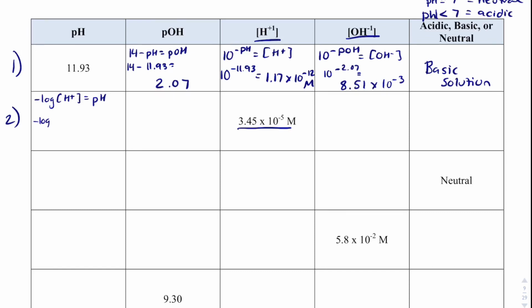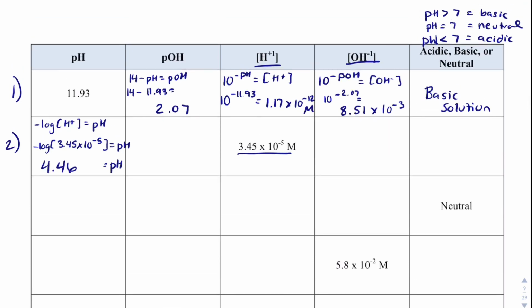The negative log of 3.45 times 10 to the minus 5, that will equal pH. I'm going to plug that into my calculator, and I get 4.46 as my pH. Because my pH is less than 7, I know that I have an acidic solution.